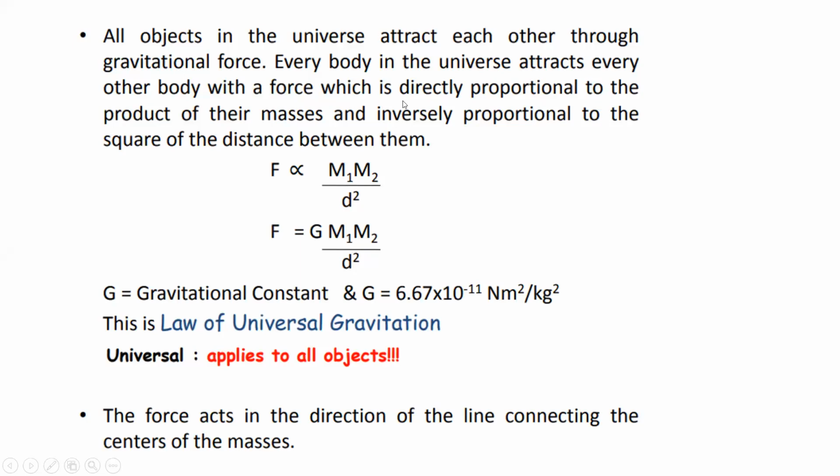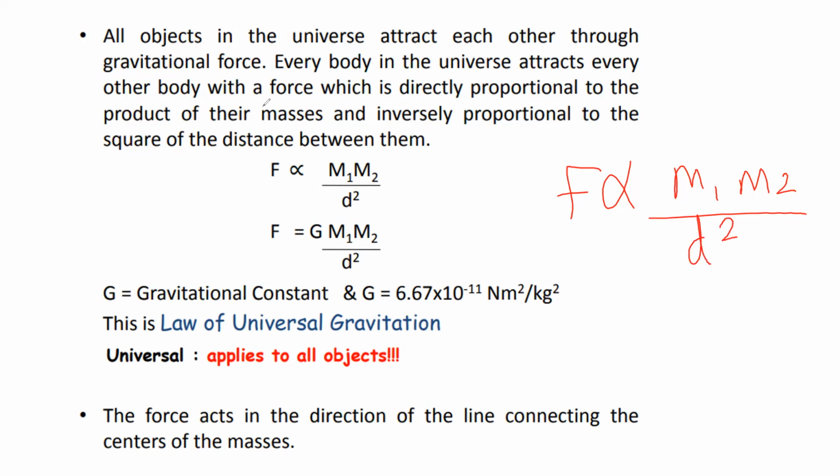So now, see here, all the objects in the universe attract each other through the gravitational force. Everybody attracts the other body with a force. I attract my laptop with a force. I attract my book with a force. They found that there's a gravitational force. So what is the formula of this gravitational force? As I told you, the force is directly proportional to the two masses and inversely proportional to the distance between them.